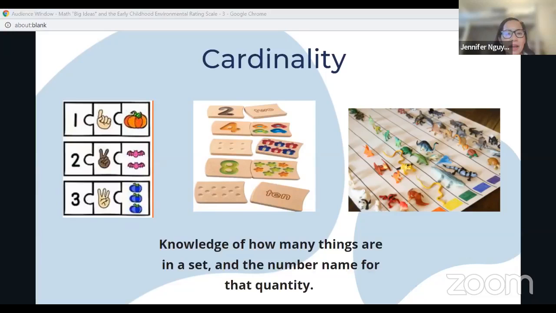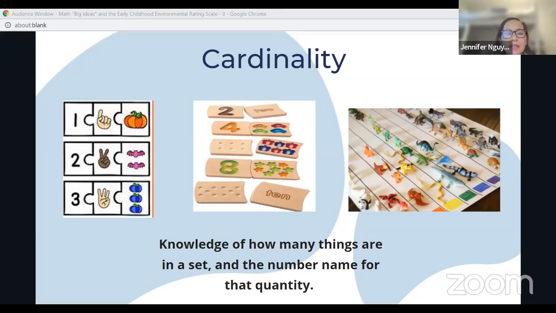So there are many types of materials that support teaching the concept of cardinality. You can see the material on the left, the number 1, you have 1 finger, 1 pumpkin. 2 fingers, 2 bats. So it's teaching them the quantity. So when they count 1, 2, there are 2 bats. 1, 2, 3, there are 3, let's say they're blueberries.